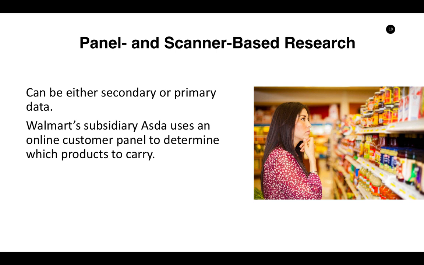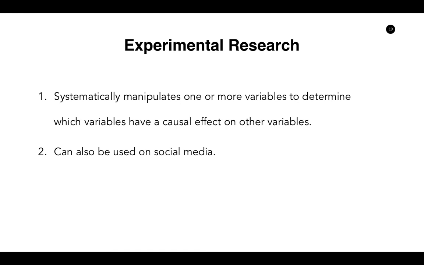A lottery is a usual way for data to be collected, but another incentive is to just pay a certain amount of cents per minute per survey. Experimental research is a type of conclusive and quantitative research that systematically manipulates one or more variables to determine which variables have a causal effect on another variable.